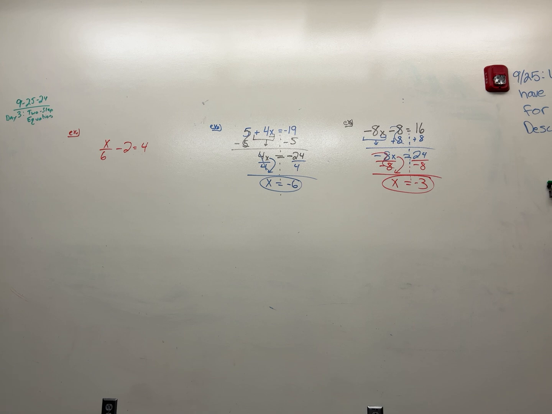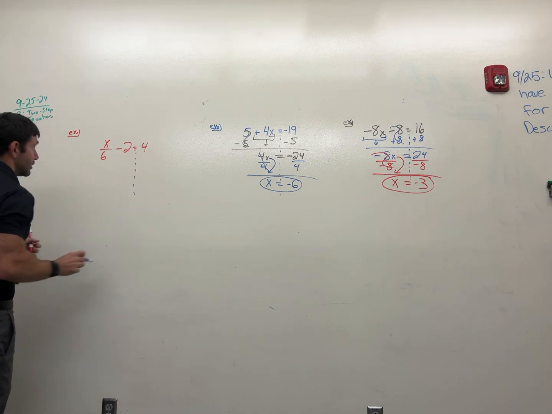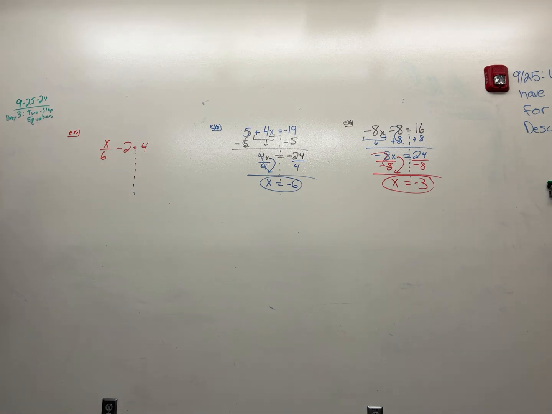Step number 1. Always, always, always, always, what do we do? Balance point. Okay, then what? What do you think we're going to do next? Multiply by. We're going to add or subtract first. Because this is 1/6 of an x, so that's together. So we need to get rid of that -2.